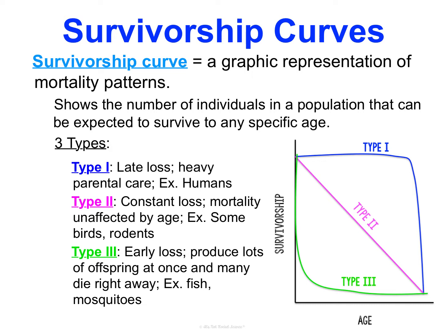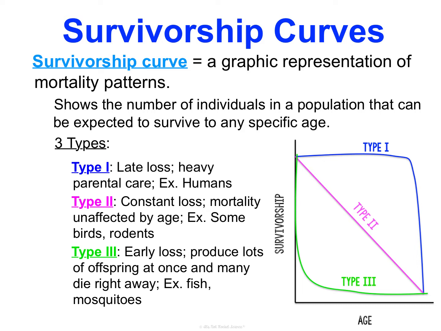Organisms will form strategies to survive as a population in their environment. One way that we can illustrate or model this is graphically, mathematically. So we use survivorship curves to demonstrate the number of individuals in a population and the strategy that they're using to survive. There are three basic types: type 1, type 2, type 3. Type 1 organisms have a very heavy amount of parental care.